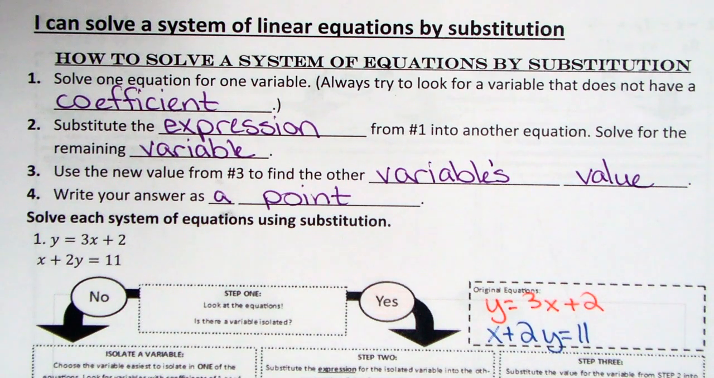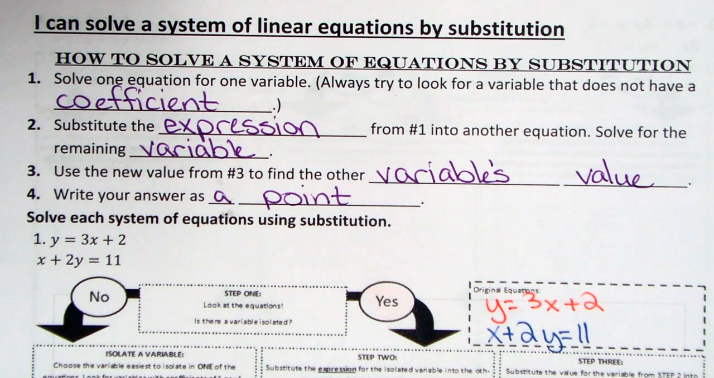Number 1 is that we are going to try to solve one equation for one variable. So we want one variable to be all by itself. Look for a variable that doesn't have a coefficient if possible, because that would avoid having fractions that we have to deal with and would be the easiest one to get alone.